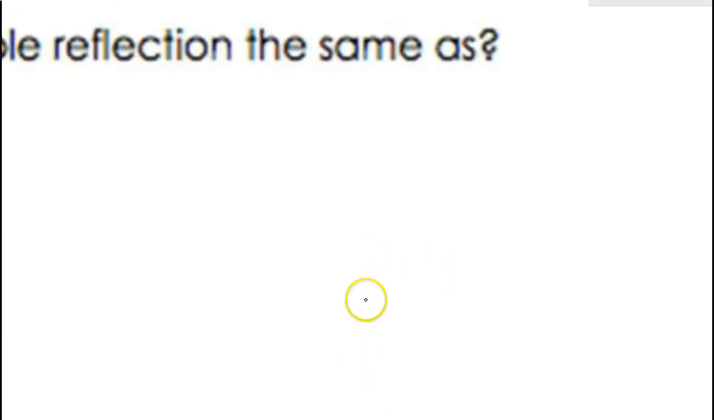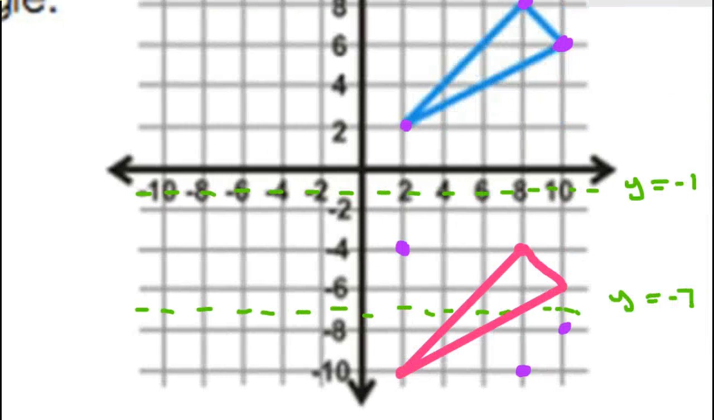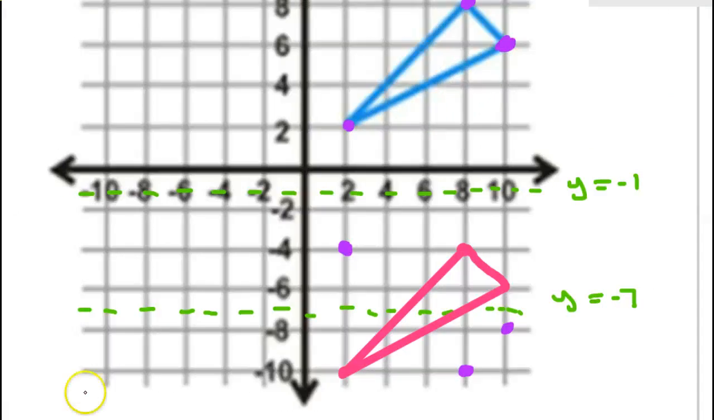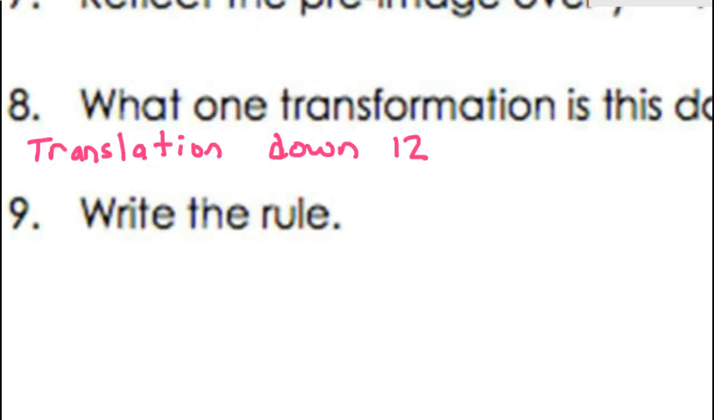Let me zoom in again for a second. Now if we counted the squares, just pick a pair of corresponding points like this point and this point. This is 1, 2, 3, 4, 5, 6 squares. But we're counting by twos, so this is really 12 units. So we could get from the blue triangle to the red triangle just by moving straight down 12. So this would be the same as a translation down 12 if we wanted to write it as a single transformation instead of a double reflection.